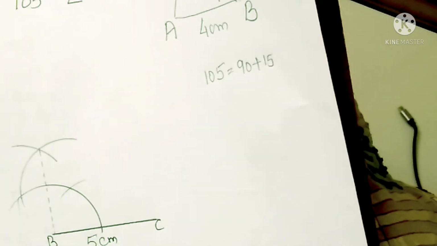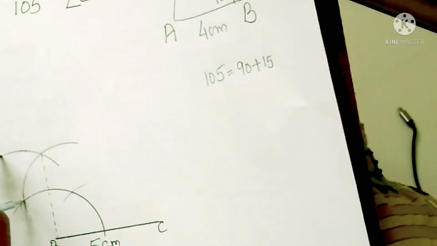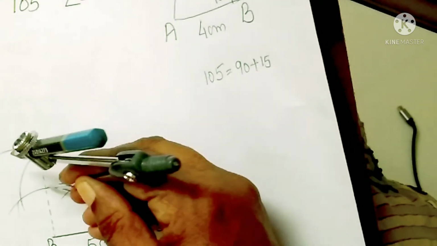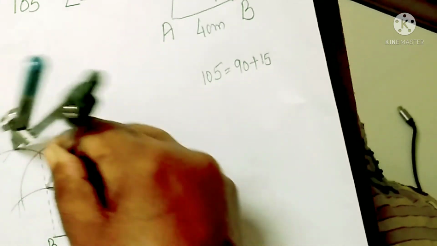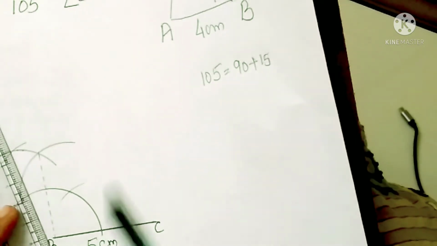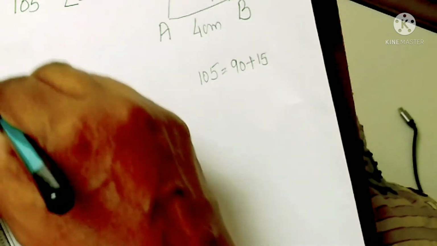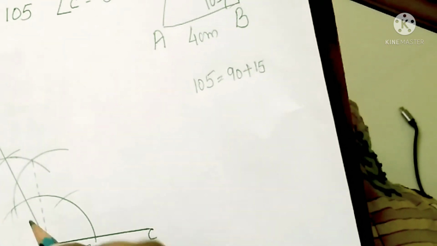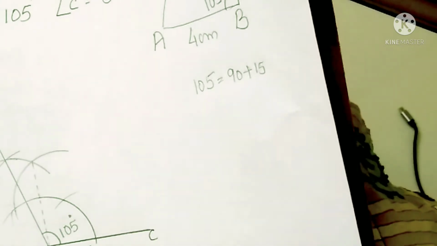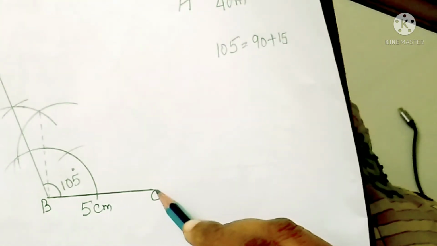So when you bisect that angle, how to bisect? You check, keep it here. This arc is already there. Okay. Now wherever the arc has met 90 degree here, cut another arc. Okay. So you got 105 degree. When you get the 105 degree line, make it a little longer. So this angle is 105 degree. Now on C we have to make 80 degree.